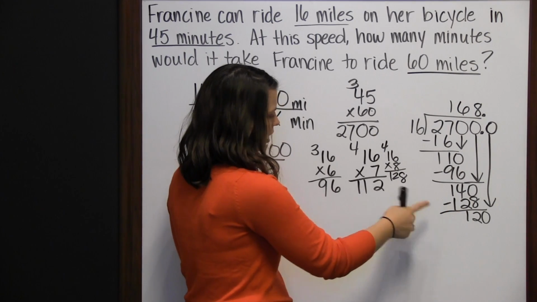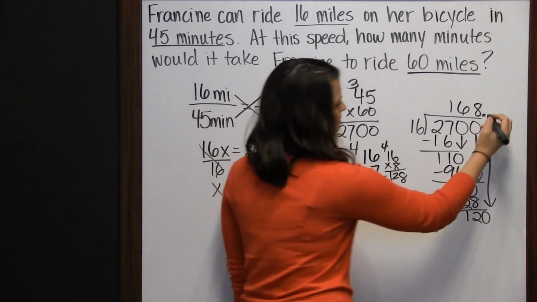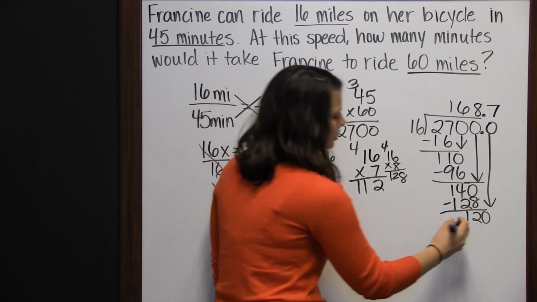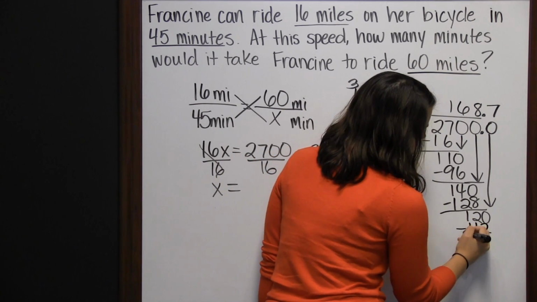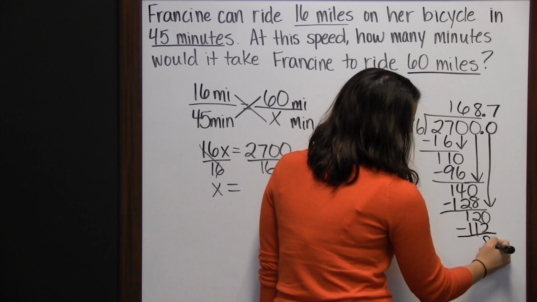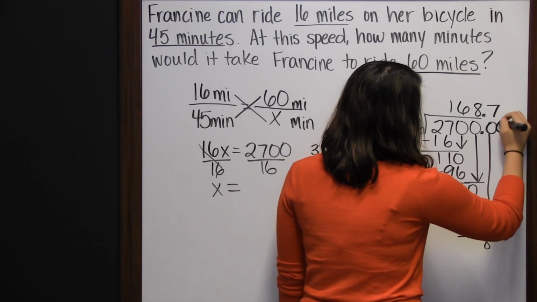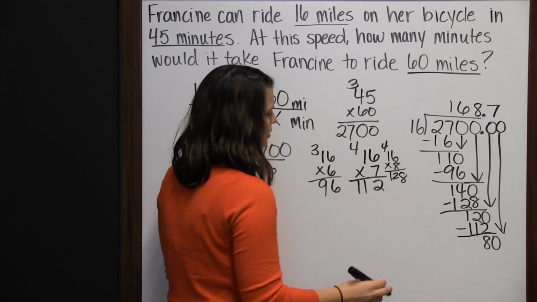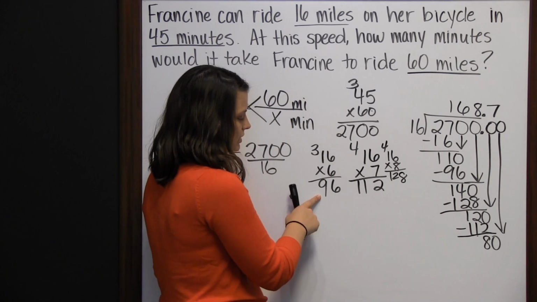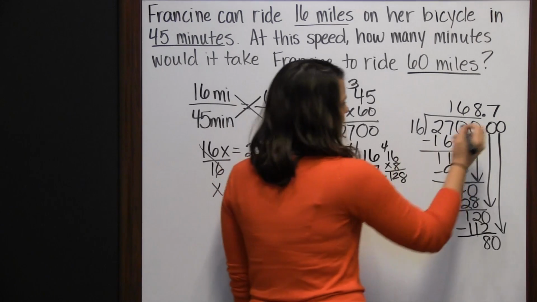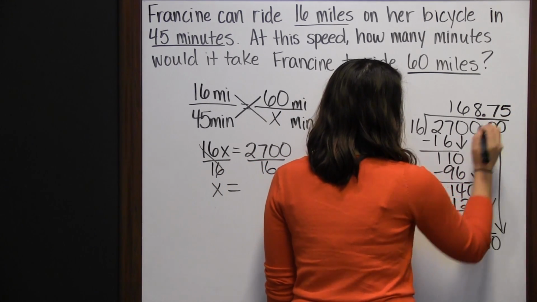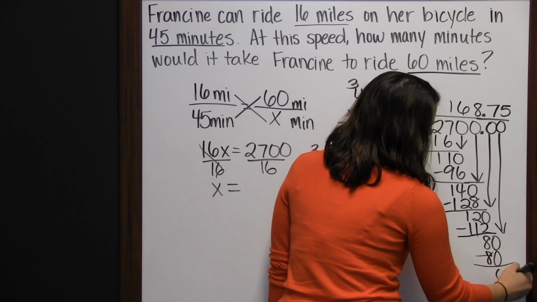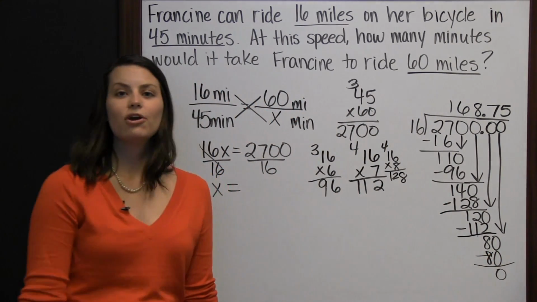16 goes into 120 7 times. 16 times 7, we found earlier, is 112. So we subtract and we get 8. We add another 0 and bring it down. And 16 goes into 80 less than 6 times, and actually exactly 5 times. 16 times 5 is 80. So we subtract and we get a remainder of 0.